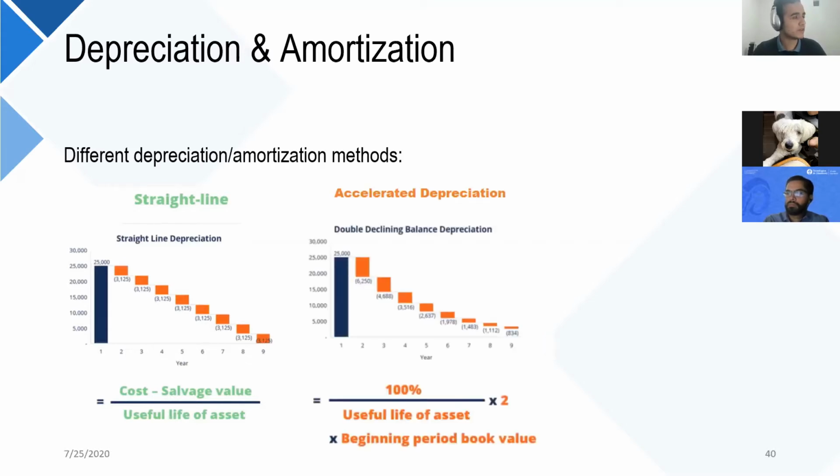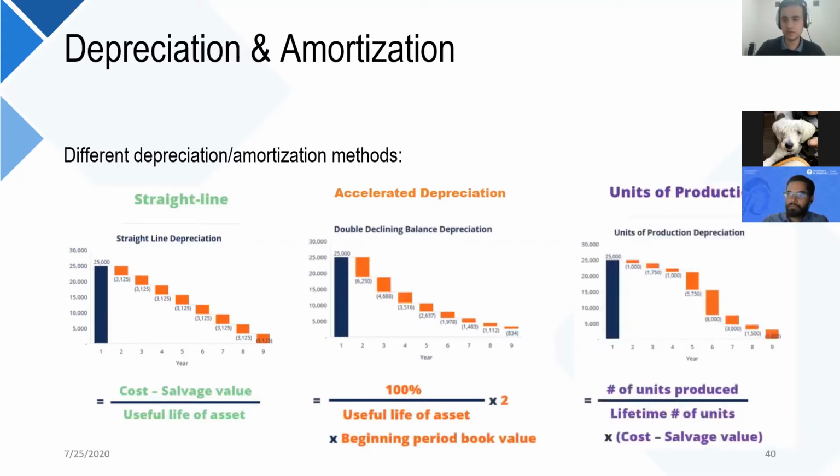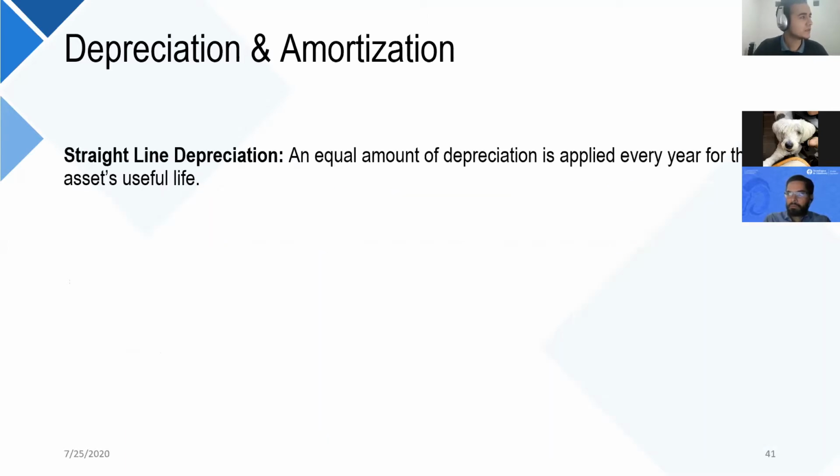Other depreciation and amortization methods are accelerated depreciation, and then you have units of production depreciation. These are the most commonly used methods. There are other methods, yes, but these are the three most commonly used. So those are the ones that you should keep in mind in case you need to do capex analysis and depreciation.